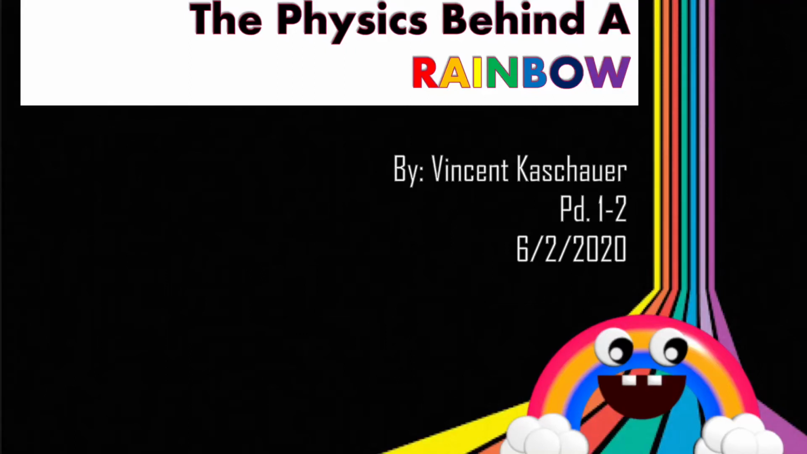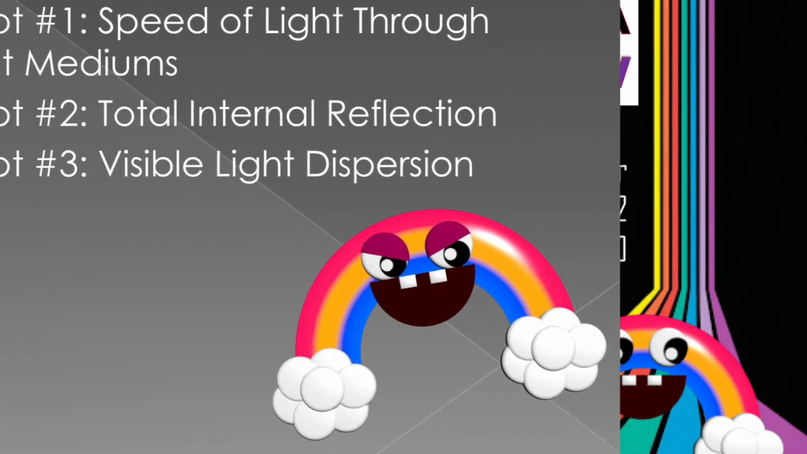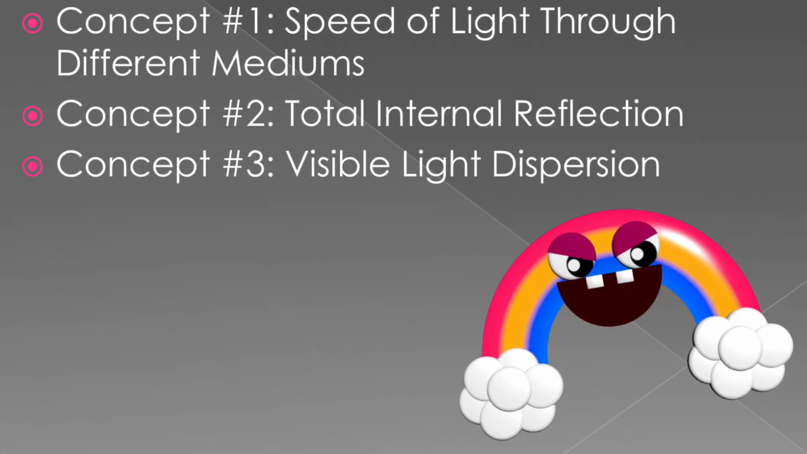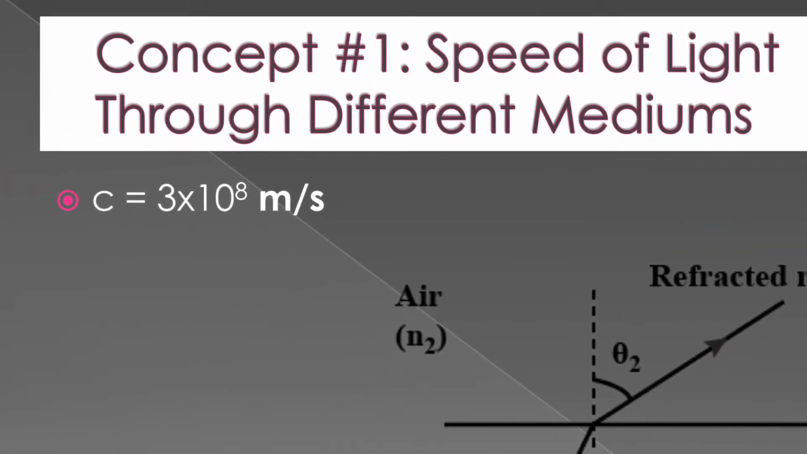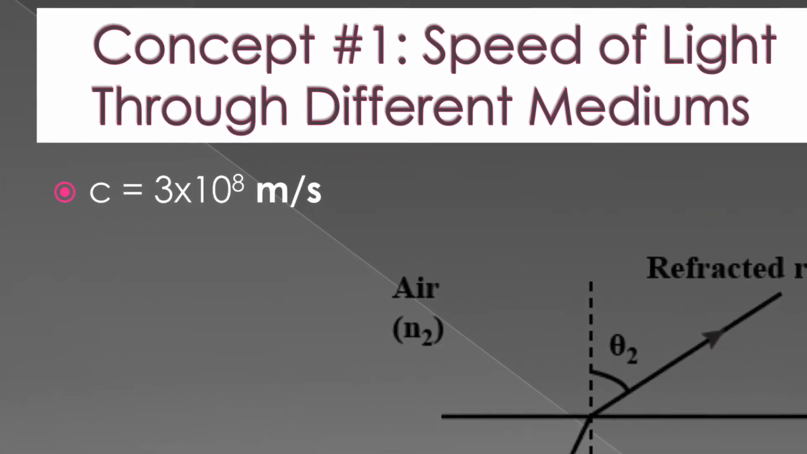It is Vincent Cashour here to educate you on the physics behind a rainbow. Within rainbows, there are three concepts of physics: the speed of light through different mediums, total internal reflection, and visible light dispersion.